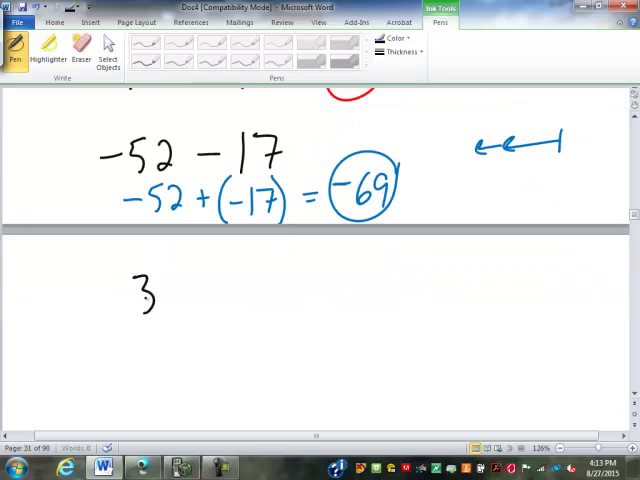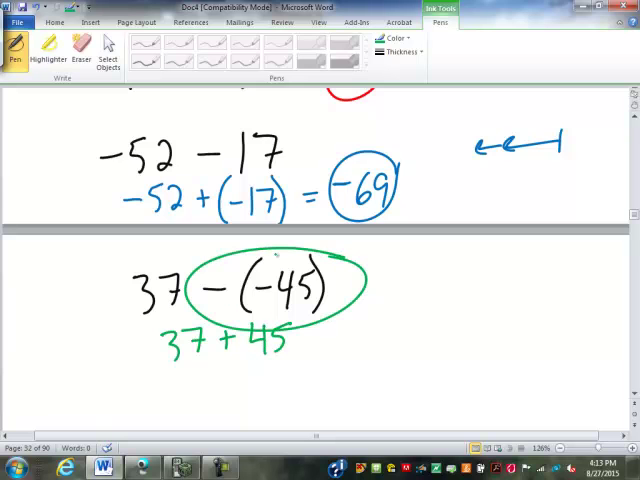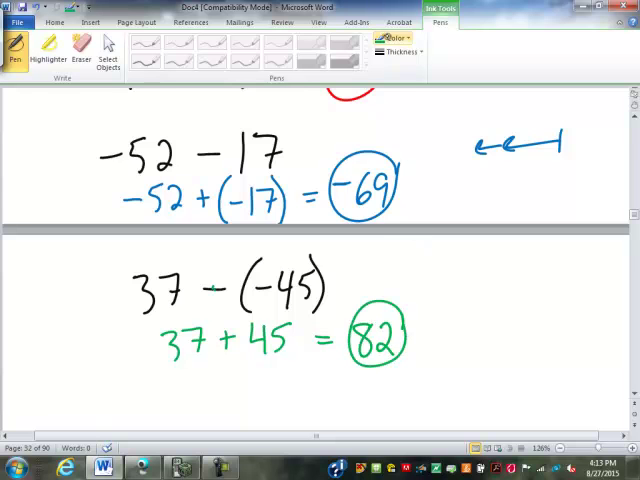Let's look at 37 minus a negative 45. Again, when we have integers, we try to avoid subtraction. So what are we going to do? We're going to change it to plus what? Positive 45, yeah. Remember, the subtraction always works on the number following, and it means add the opposite. So we're going to add the opposite of negative 45, which is positive 45. So 37 plus 45 is pretty simple. It's just 82.